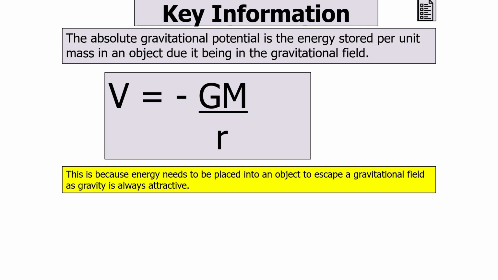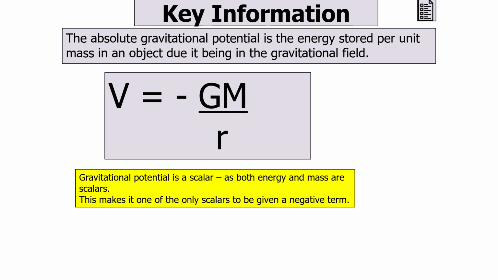This is because energy needs to be placed into an object to escape a gravitational field, as gravity is always attractive. So, to reach infinity, which we define as zero, we must place a positive value in, so therefore it must start off originally as a negative value. Now gravitational potential is a scalar, as both energy and mass are scalars. Now this makes it one of the only scalars to be given a negative term.